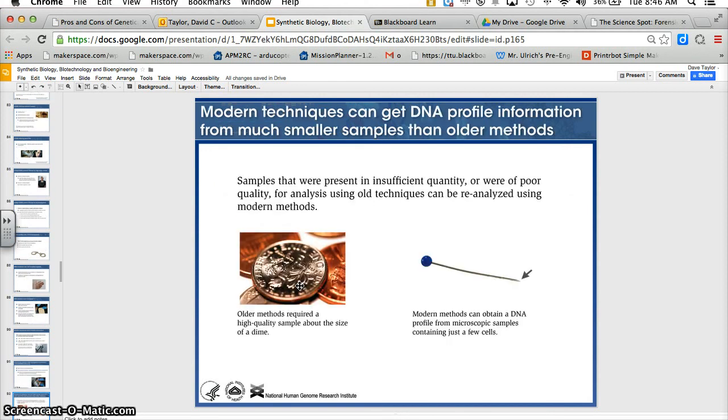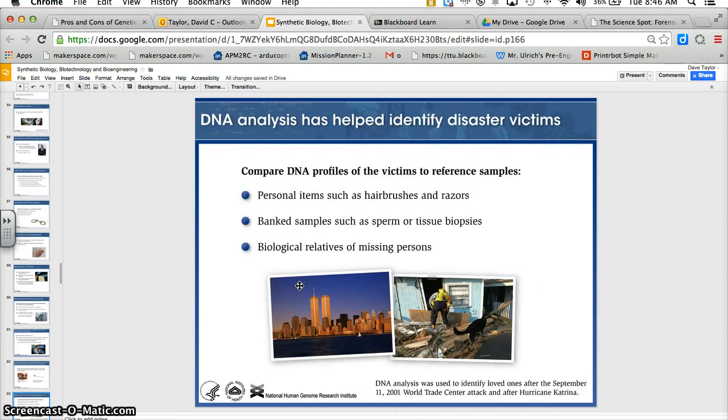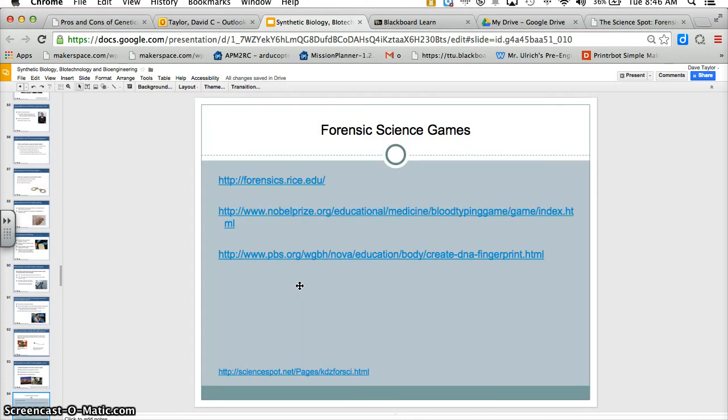In this case, DNA. And we get more techniques. You can get DNA profile information from much smaller samples and older methods. DNA analysis helps find and recover missing people, especially in cases such as Hurricane Katrina. And then we played these forensic games. We only got to the first one.